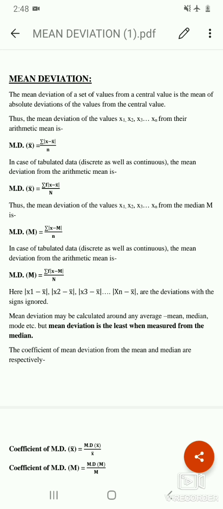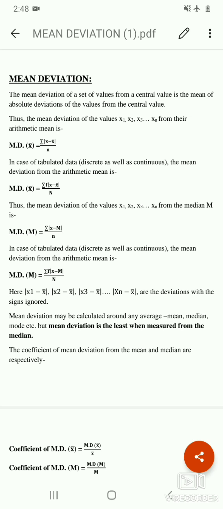So in the previous video we had seen about range and quartile deviation. So in today's video we'll look into the concept of mean deviation. So mean deviation of a set of values from a central value. Here the central value may be any of the measures of central tendency, that is mean, median, mode, etc. So taking the sum of absolute deviation of the values from the central value is known as mean deviation.